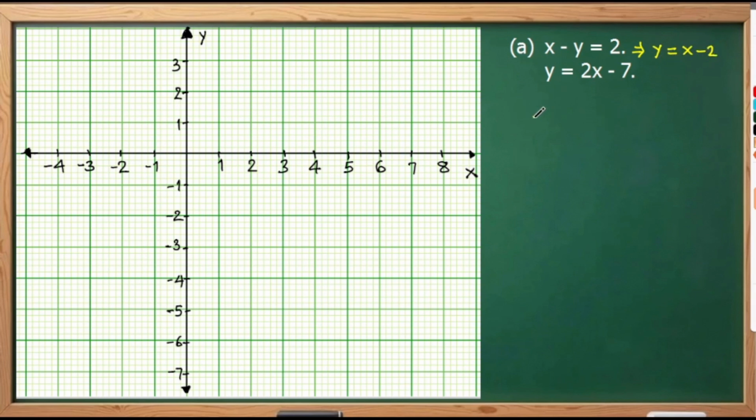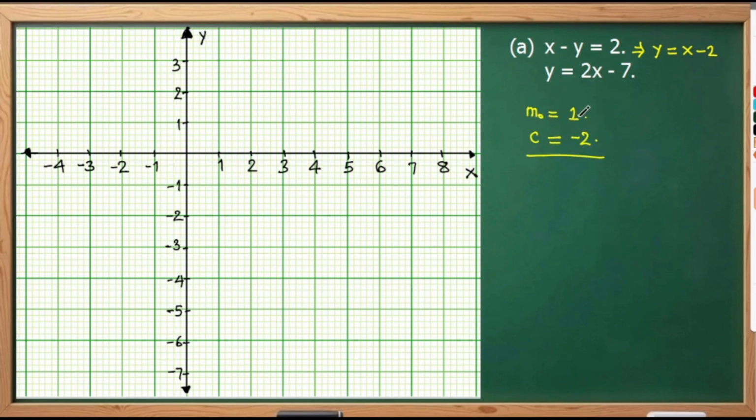So we can get the gradient of this line, and the gradient here, maybe you can call it m naught, is equal to 1. And then we also talk about the y-intercept, which is c, a constant, and at the same time is negative 2. These are the two required things for rise and run.